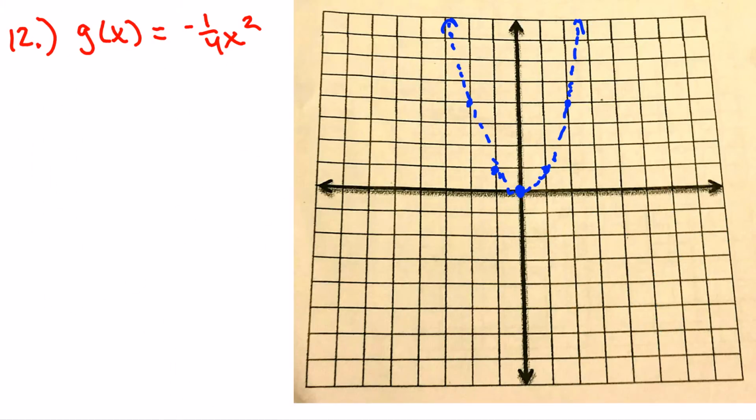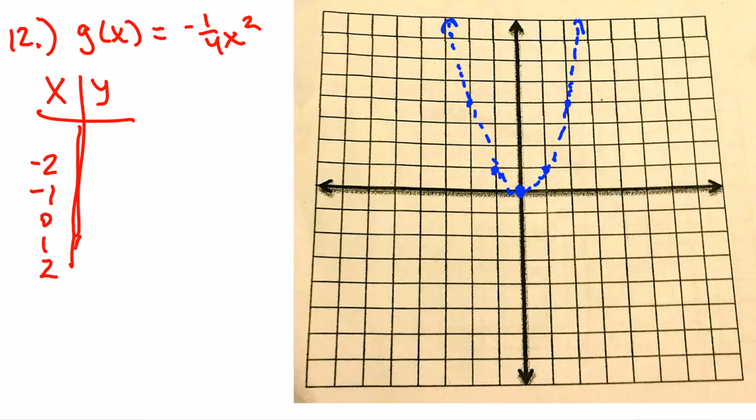All right, 12. I'm going to make an XY chart. I just left the parent function on there because I didn't want to graph it again. It's the same exact parent function. I'm going to pick my points, negative 2, negative 1, 0, 1, and 2. And remember, in class, I actually added negative 4 and positive 4 because of this fraction. All right? Because when I plug it in, I'm going to plug in 0 first.